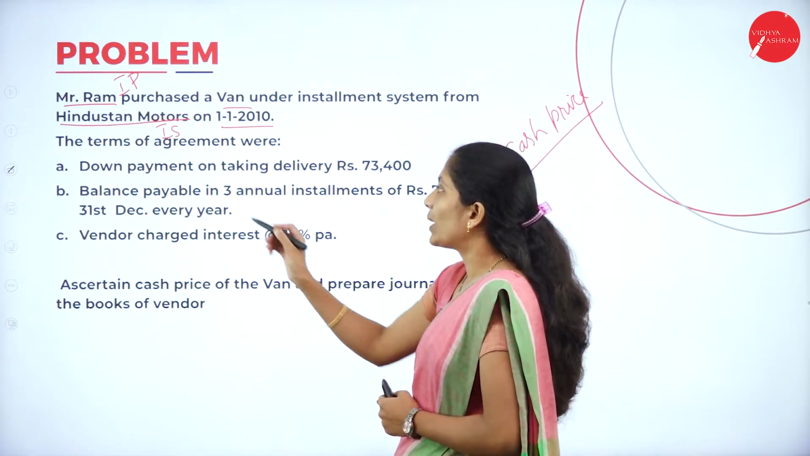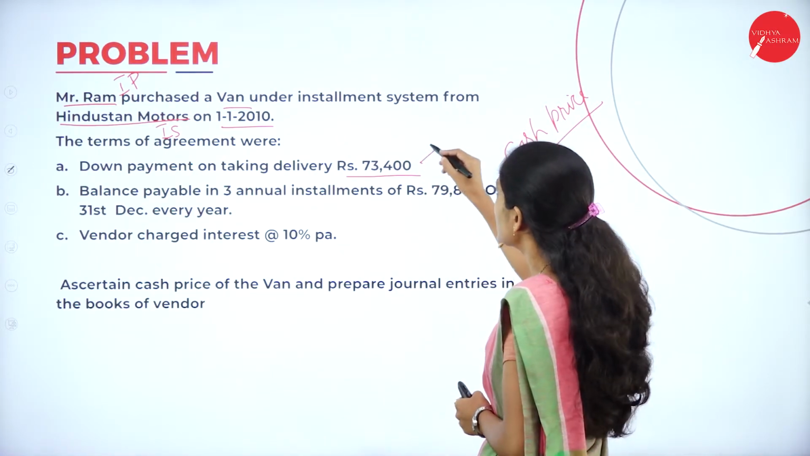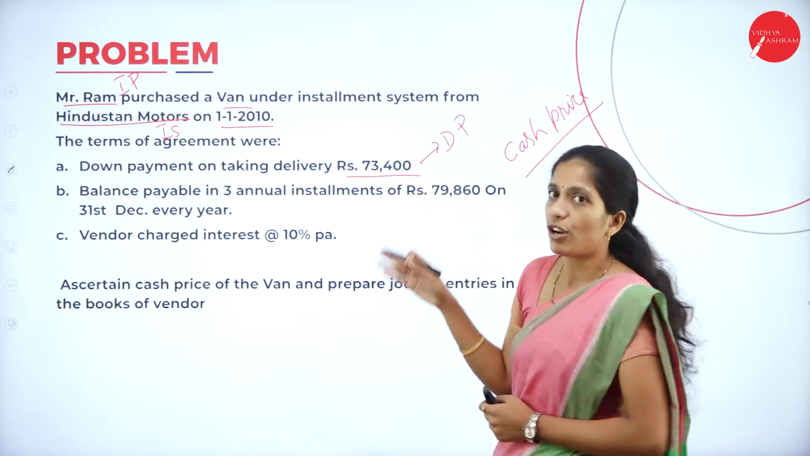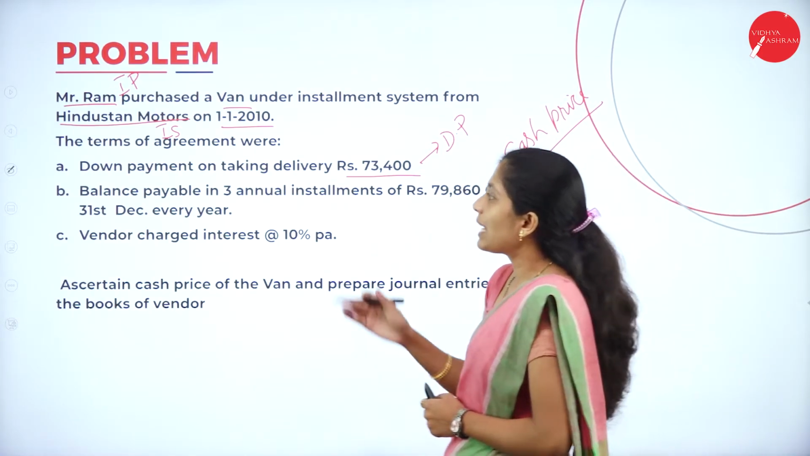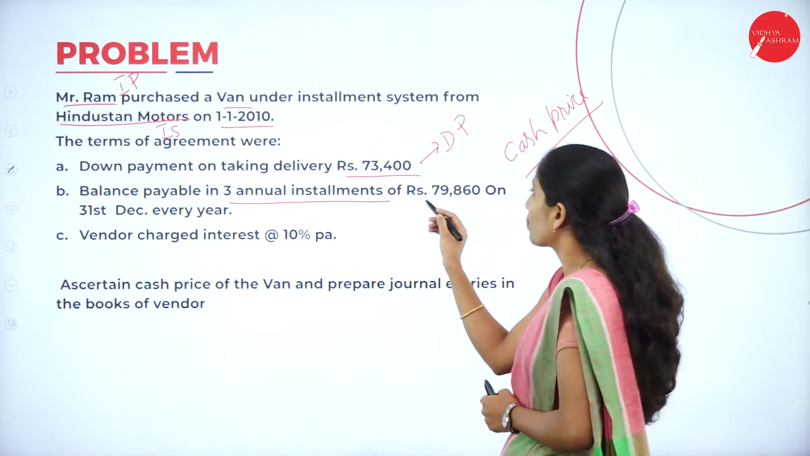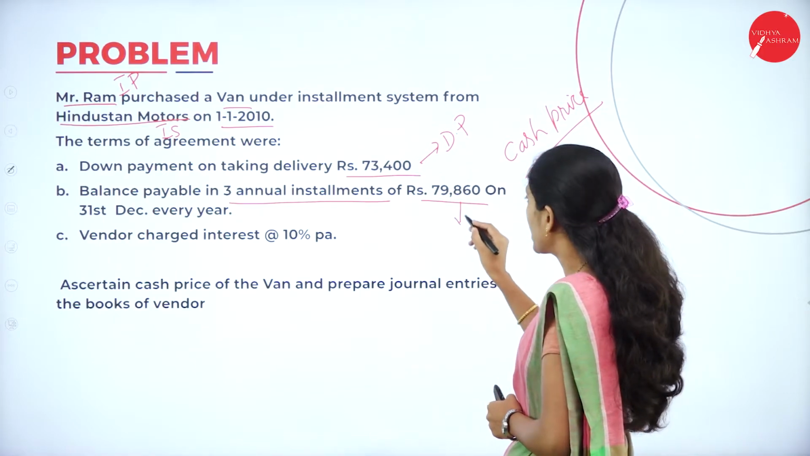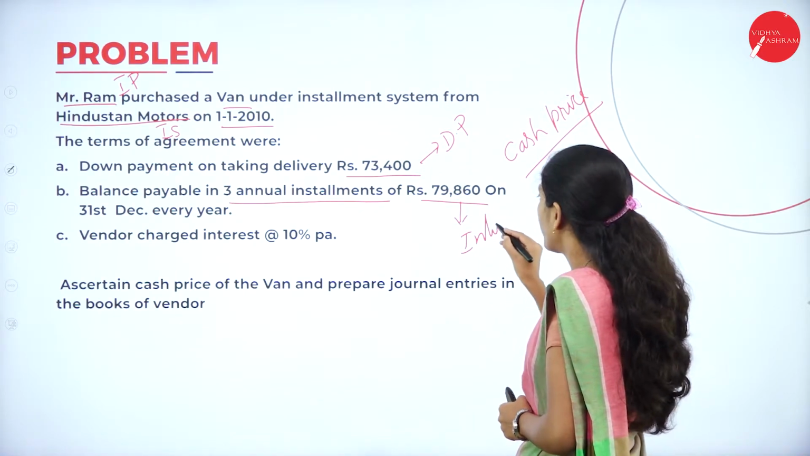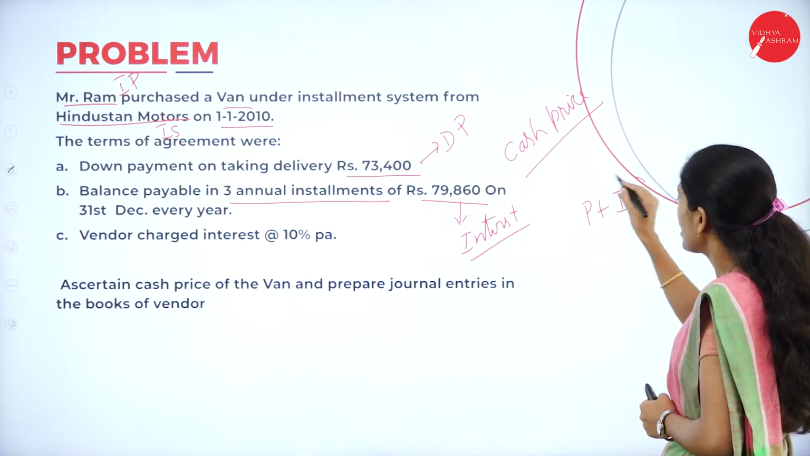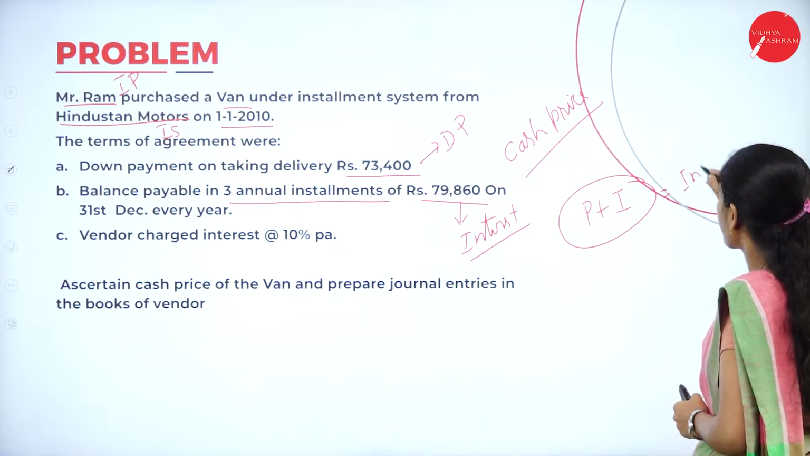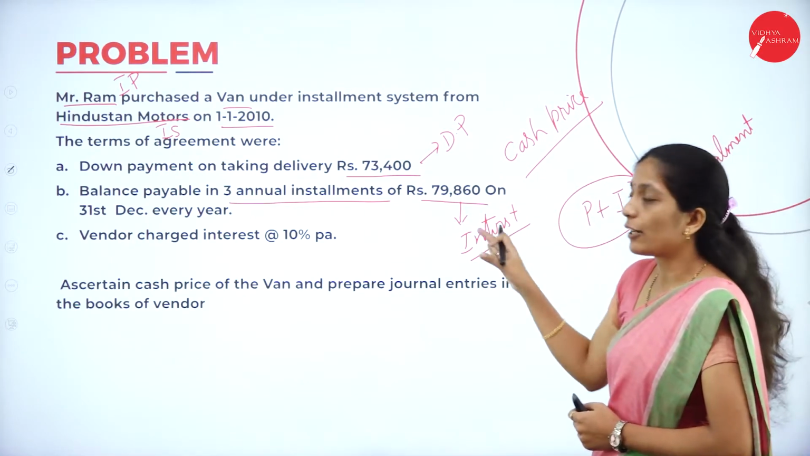The terms of payment were: down payment on taking delivery, rupees 73,400. Now what is this? This is the down payment, that is, on delivery of the goods some amount has been paid. That is known as the down payment. Balance payable in 3 annual installments of rupees 79,860. Now they have directly given the installment. It means it is inclusive of interest. So what is an installment? It is nothing but principal plus interest. So installment is equal to principal plus interest, and it is inclusive of interest.